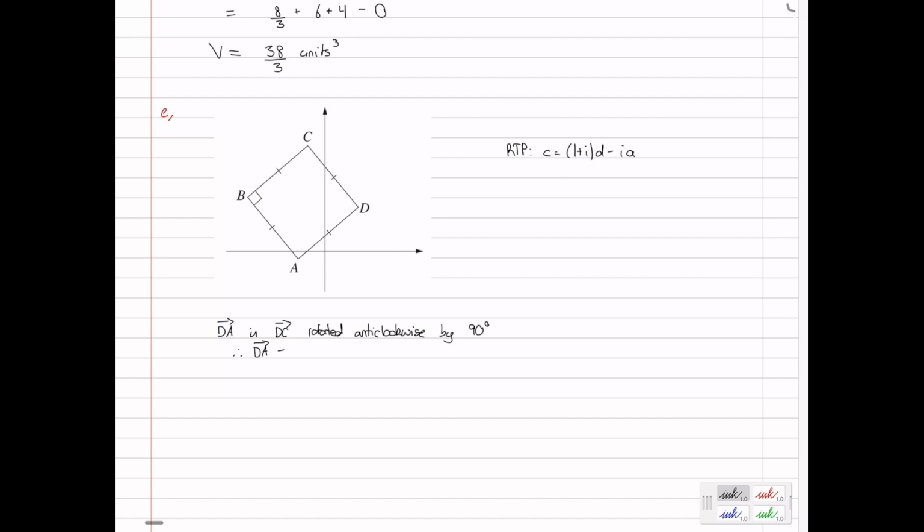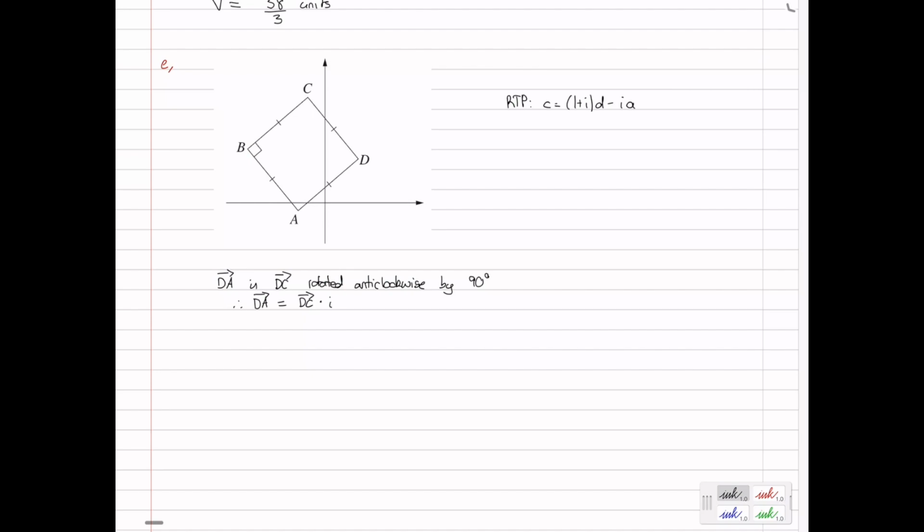So if it's being rotated anti-clockwise by 90 degrees, DA is going to be equal to DC times i. Right, multiplying by i is the same as rotating anti-clockwise by 90 degrees. So, what is DA? Well, DA is the vector that starts at D and goes to A. So that's going to be equal to A minus D. And DC is the vector that starts at D and goes to C. So that's going to be equal to C minus D, times i. Alright, so this is Ci minus Di.